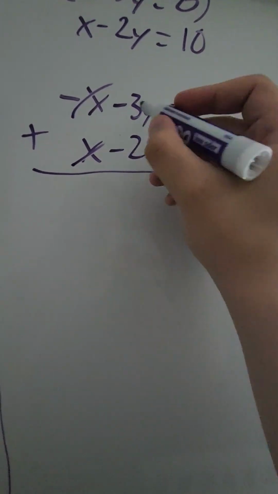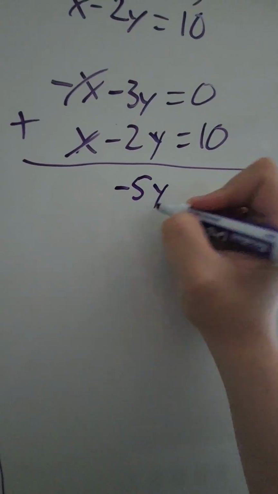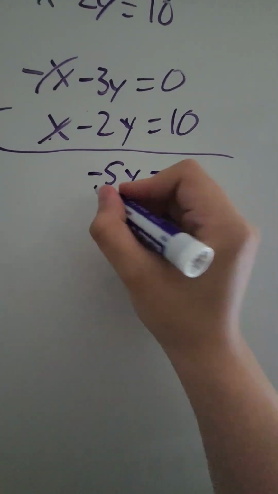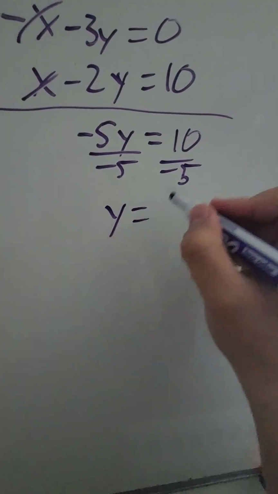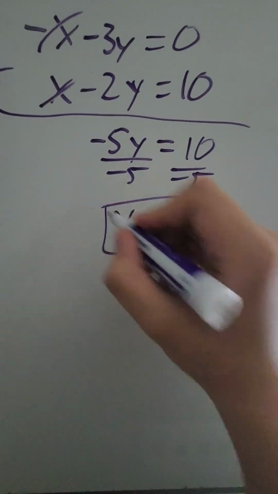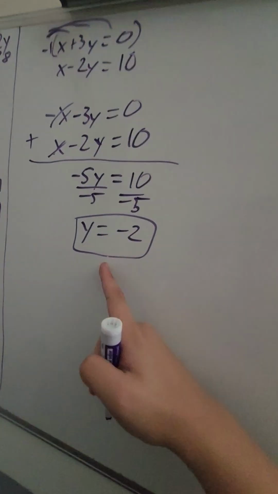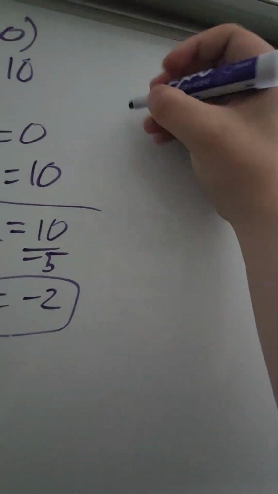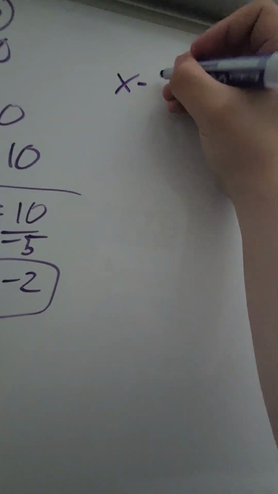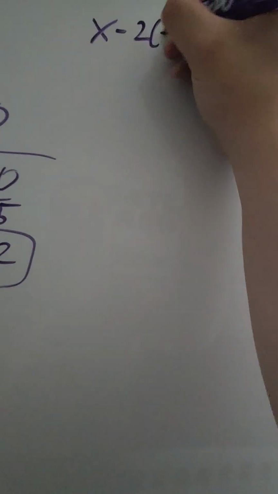So now we have here negative 5y is equal to 10. You divide by negative 5, divide by negative 5. You see that y is equal to negative 2. Okay, and now we just plug in our y into the original. I'm going to use this one, because why not? So that would be x minus 2, our y is negative 2, and this would be equal to 10.